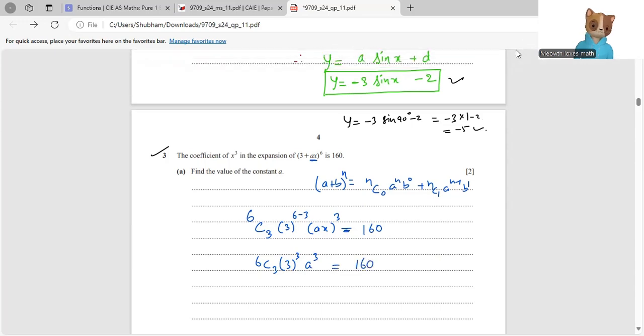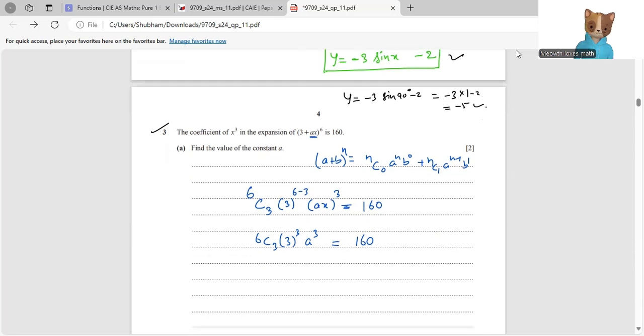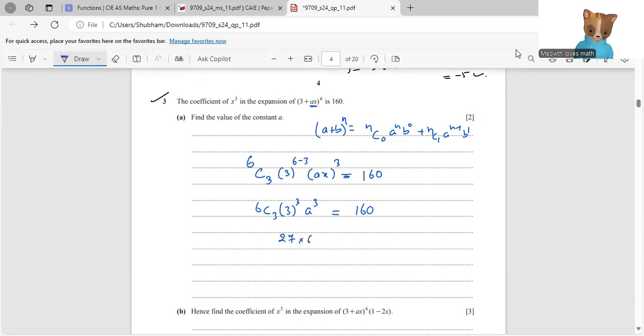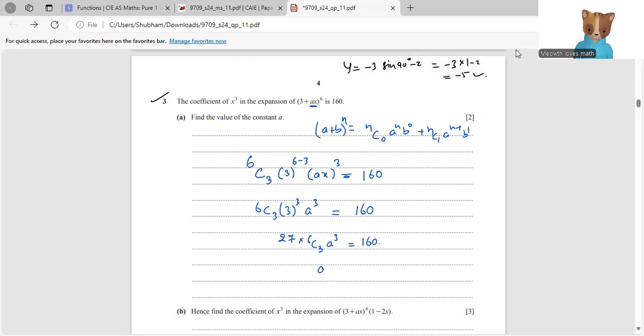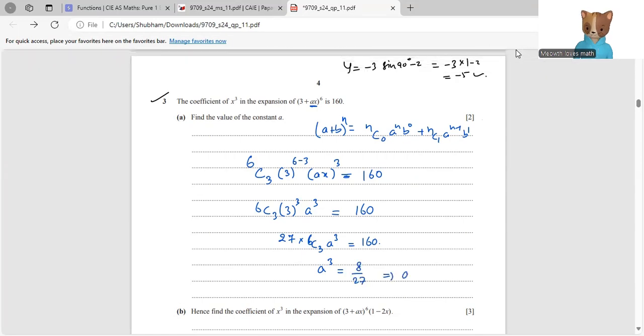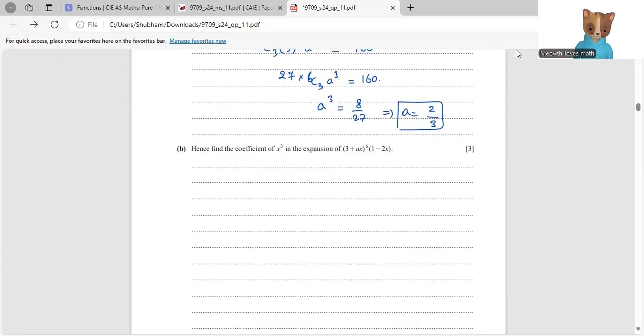I don't have to write this x because it is the coefficient, right? 160 is the coefficient. And therefore, once I solve this, 27 times 6C3 a cube is equal to 160. Here you have to use your calculator, and therefore this will give you 8 over 27, and this implies a equal to 2 by 3. That's your answer. Okay, next.